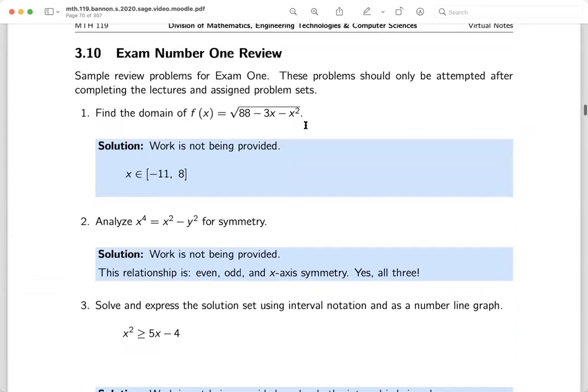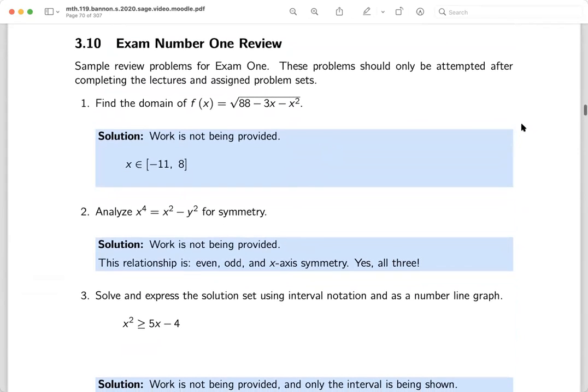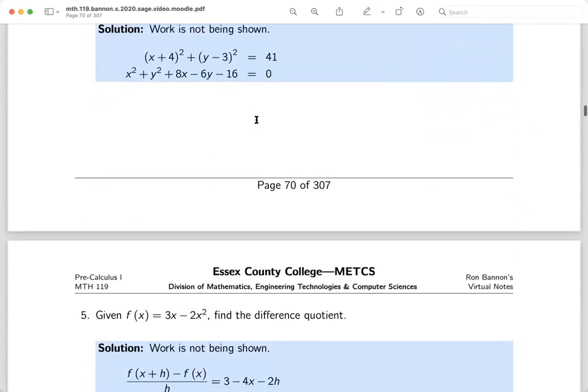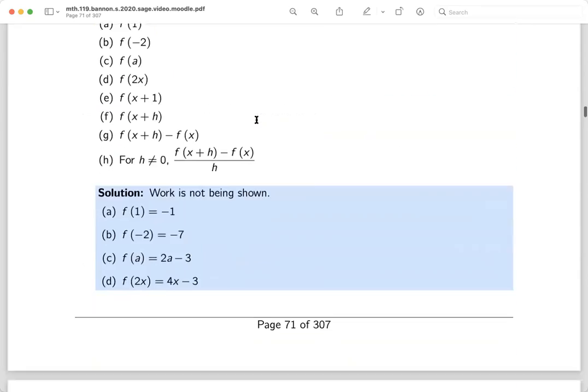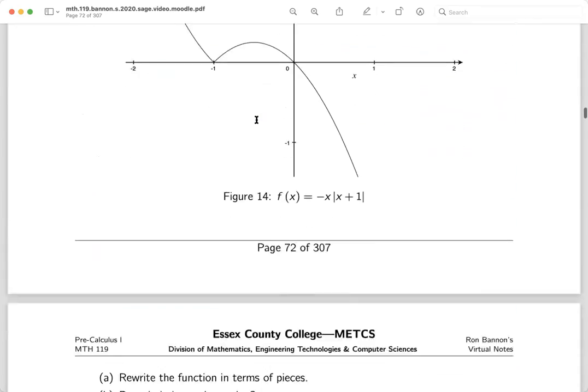Then there's going to be a review for exam number 1. Somebody looking at the review might say, oh gee, you don't have the answers in video form for me to watch. Let me just go through that with you. There's going to be exam number 1, and this is a review for it. There would be a set of problems there for you to work through.